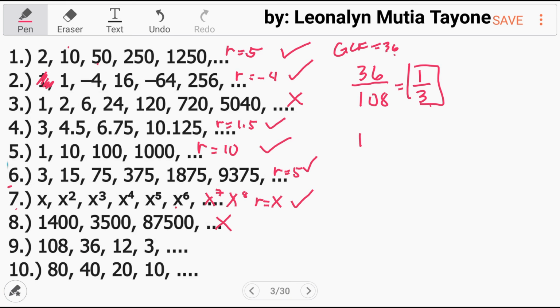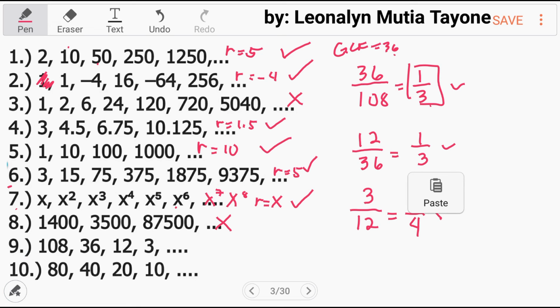Next, the ratio of 12 and 36. 12 divided by 36 is, again, 1/3. Then 3 and 12, the ratio of these two is 1/4. We have no common ratio here. Because here it is 1/3, the ratio here is 1/3, but here it is 1/4. So, therefore, this number 9 is not a geometric sequence.